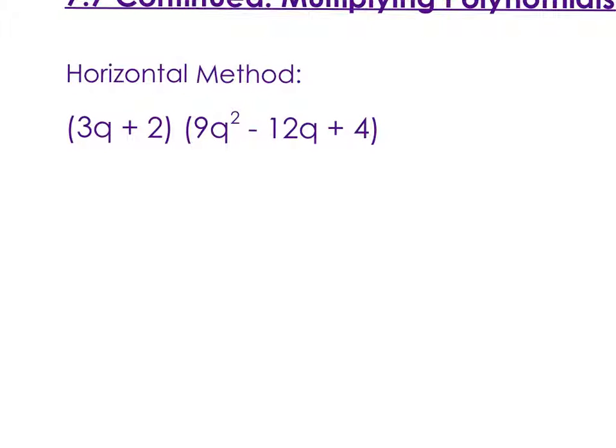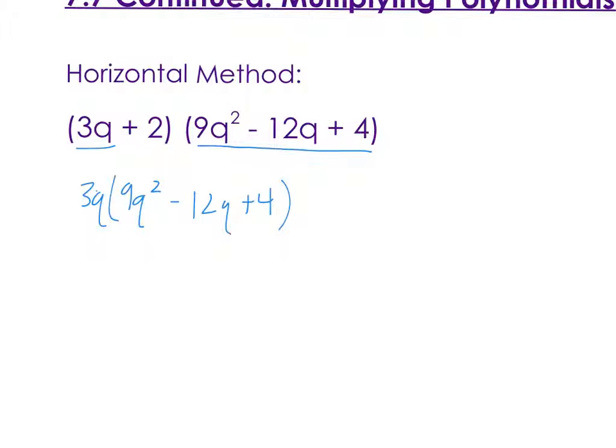So when I use the horizontal method, I'm going to write out all of my terms side by side, or horizontally. I'm first going to look at my first term here of 3q, and I'm going to multiply that by everything in the second polynomial, in that trinomial. So I have 3q times the quantity 9q squared minus 12q plus 4.